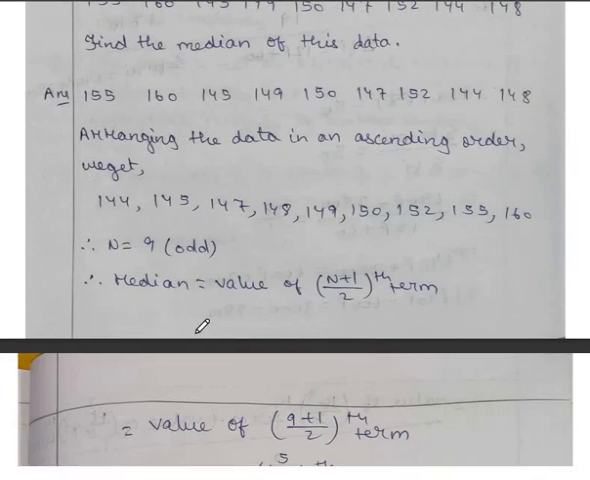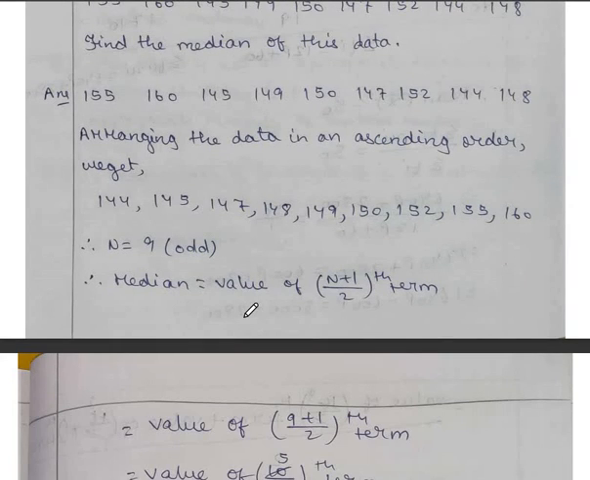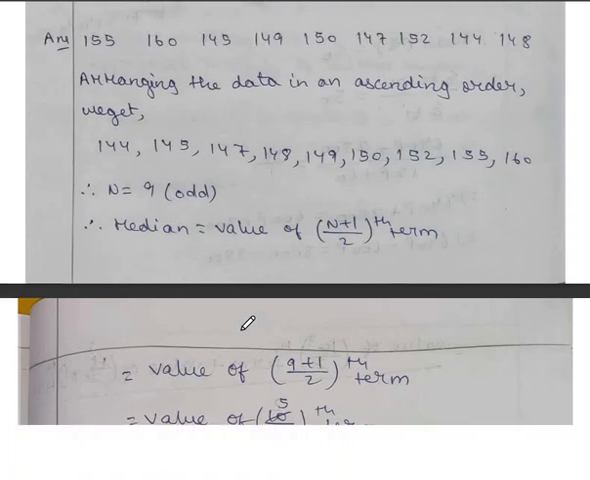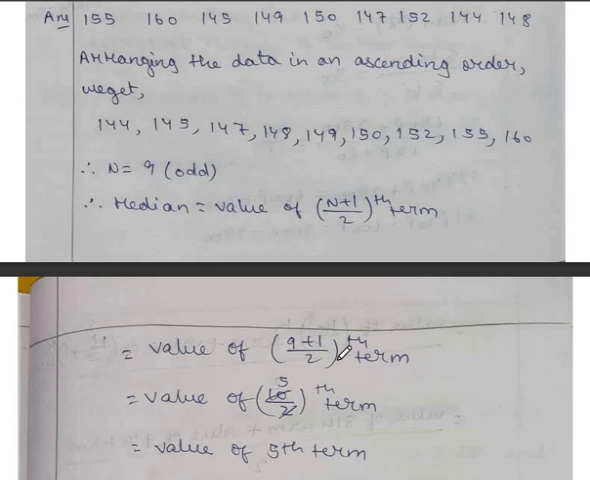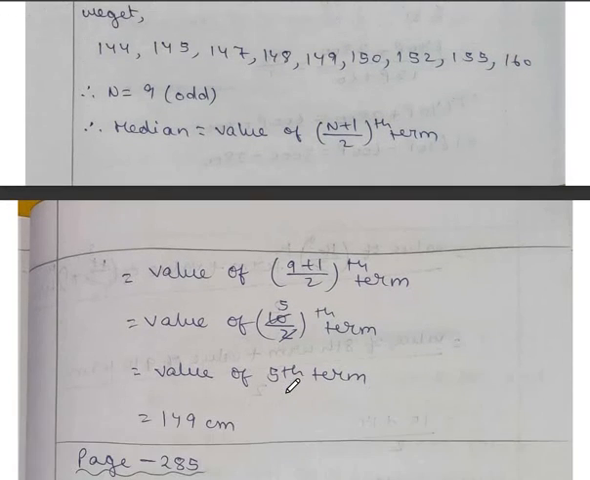Median for an odd number, your formula is: median equals the value of the (n plus 1) by 2th term, where n we have is 9. So the value of (9 plus 1) by 2th term, that is 10 by 2, which is the 5th term. Now the value of the 5th term from your list, 1, 2, 3, 4, 5, is 149. So your answer is 149 centimeter.